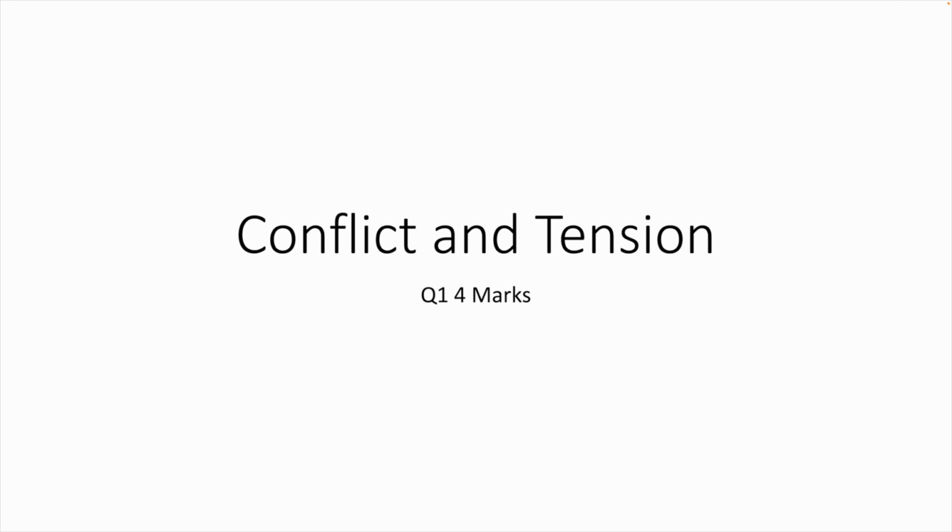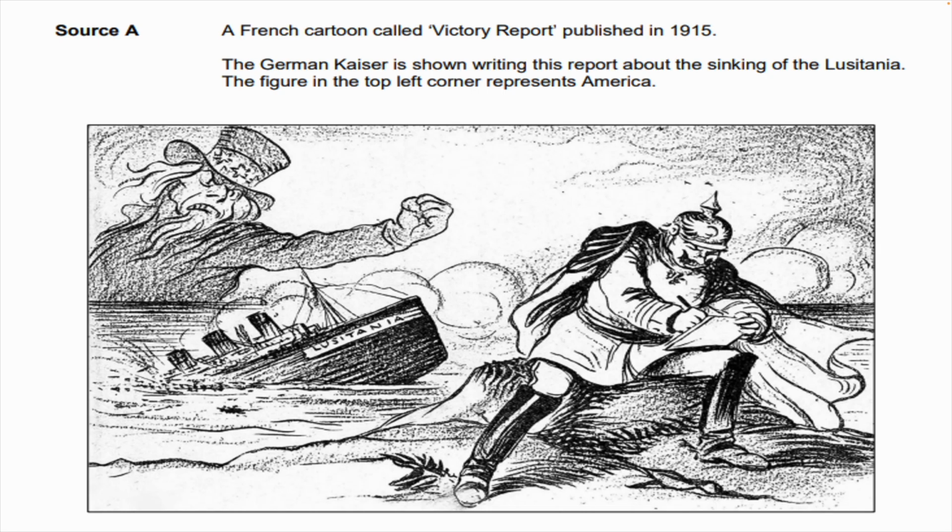So today we're going to be taking a look at conflict and tension for the First World War, and we're going to be looking at question 1 on the AQA GCSE History Paper. This is worth 4 marks, so quite a short tutorial for you today based around this source.